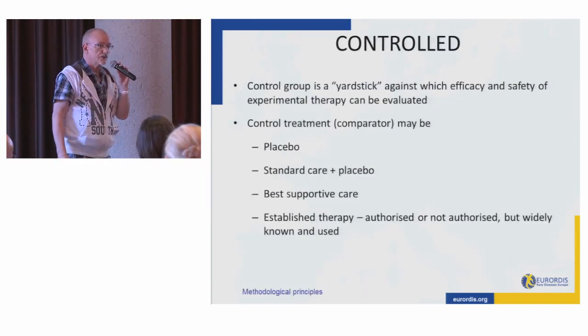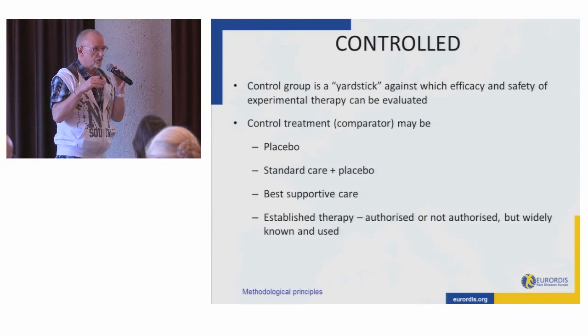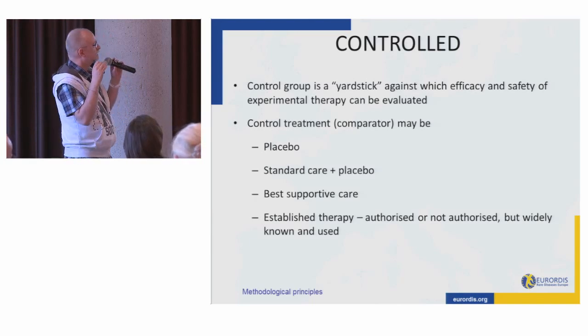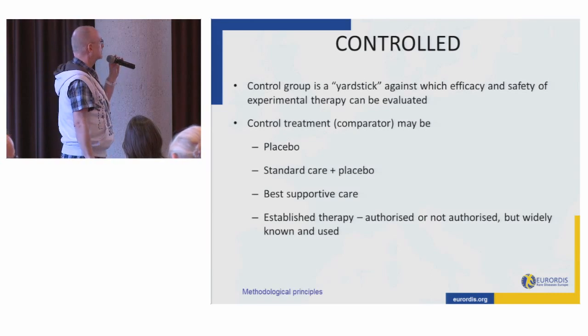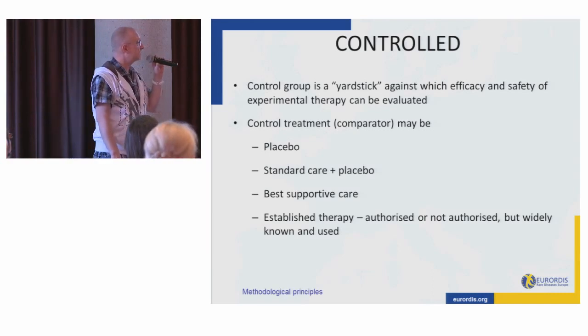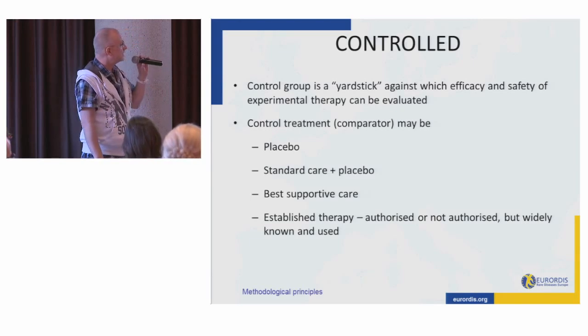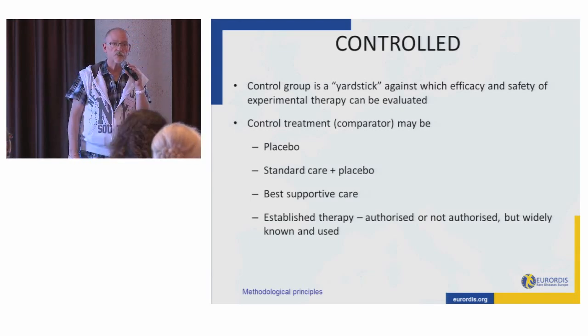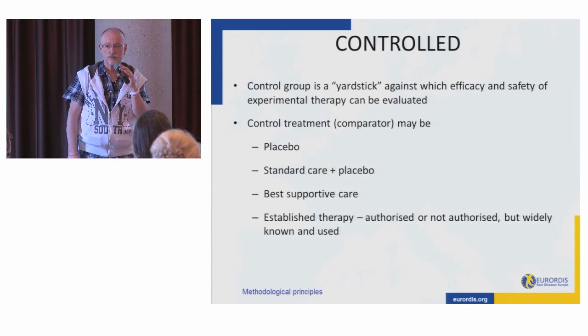So we're past double-blind, randomization. We're going to the control word. The control group, obviously, is your yardstick against which efficacy and safety can be evaluated. And, of course, it means a lot how you choose your comparator.